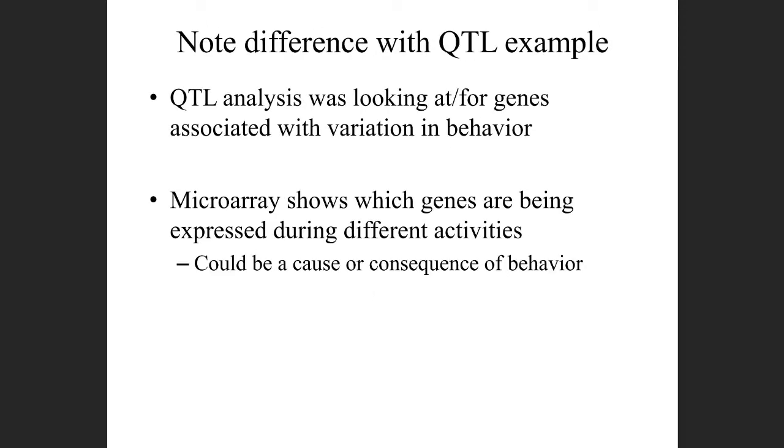So the other thing that's different is in QTL loci, you're looking for genes that differ in sequence, right? You're looking at different versions of genes, whereas in microarrays, you're not looking for different versions of genes. You're looking for what genes are being turned on or turned off. And for that reason, you're going to get a lot more hits, but you also don't know which of those genes are being turned on as a result versus which ones are driving the behavior.